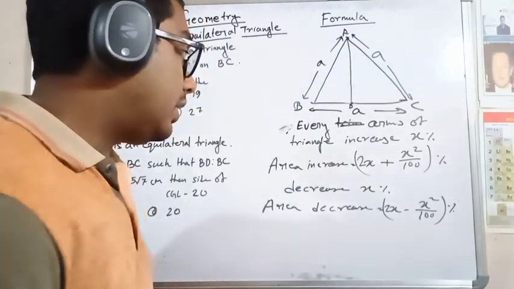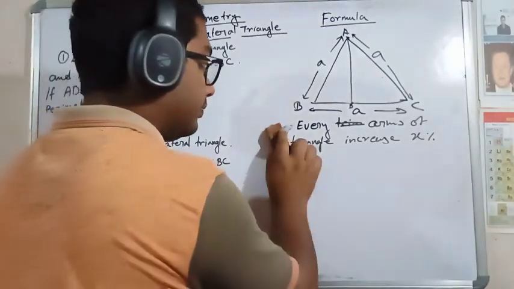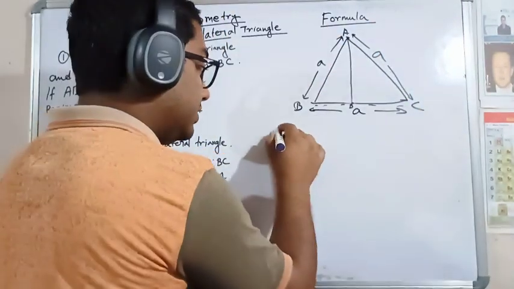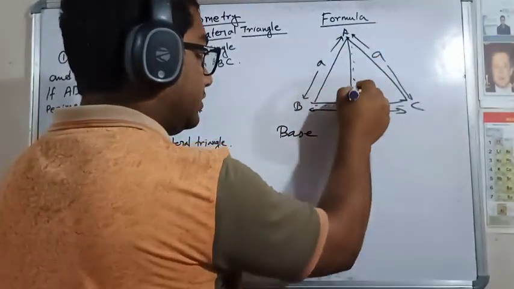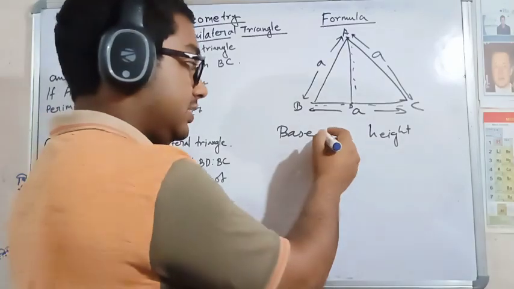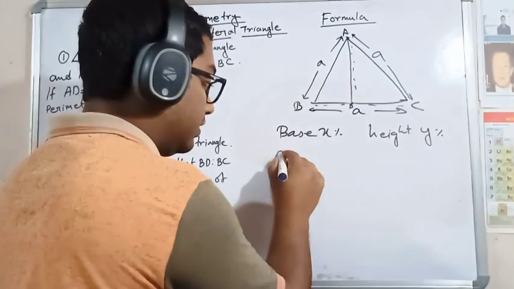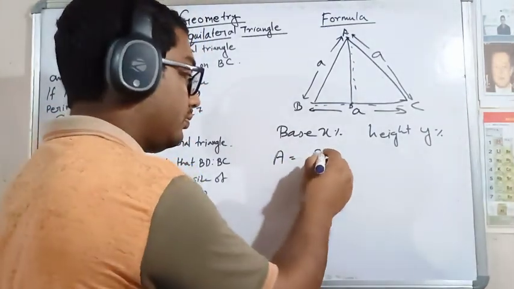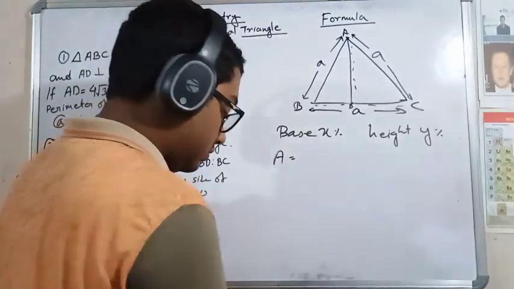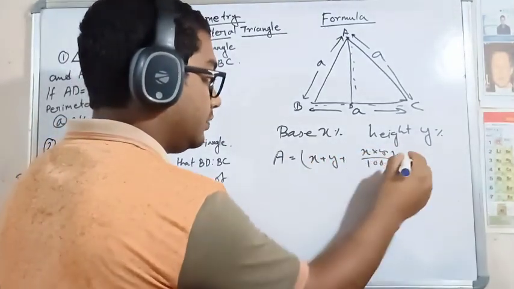Okay, and another formula is, if the base, this is the base of the triangle, and that is the height, if the base increases x% and the height increases y%, then how much will the area increase? So the area will increase by (x plus y plus x into y by 100)%.